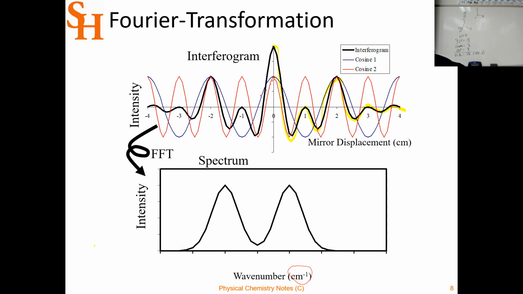And so let's look here. We've got centimeters. And so let's look at the red one. It goes down and up one full cycle in a centimeter. And that's what a wave number is. It's how many cycles you have per centimeter. And so let's call this peak 1. And that's going to be red.